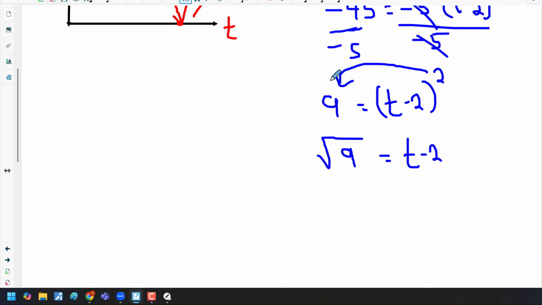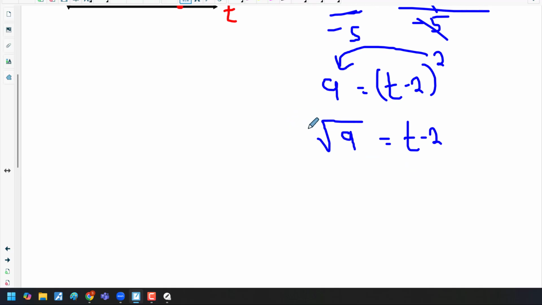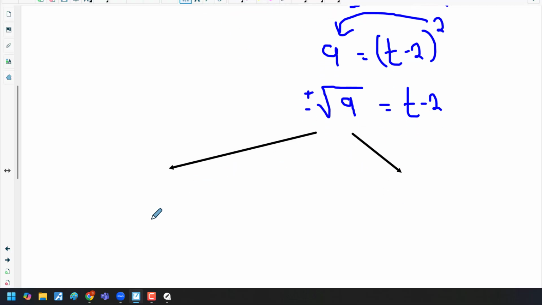Now it's squared, so that becomes square root. And whenever you take the square root of a number, remember you have a positive and a negative value. So at this point, you're going to split your equation into 2 to take into account those 2 different possibilities.